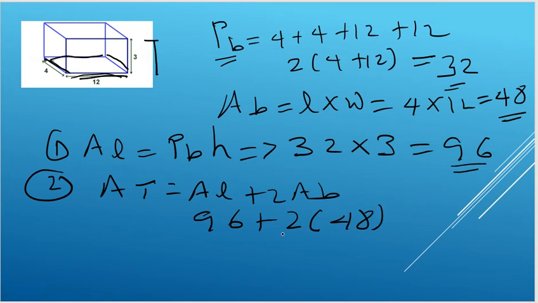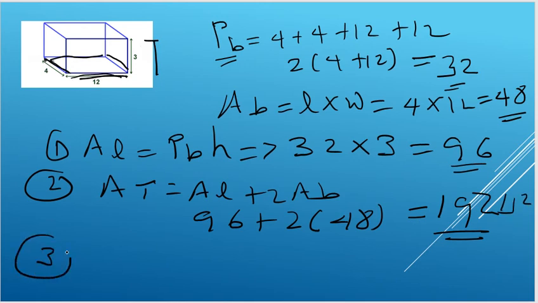48 times 2 will be 96. So 96 plus 96, it's going to be 192 unit square. The unit may be meter or centimeter.